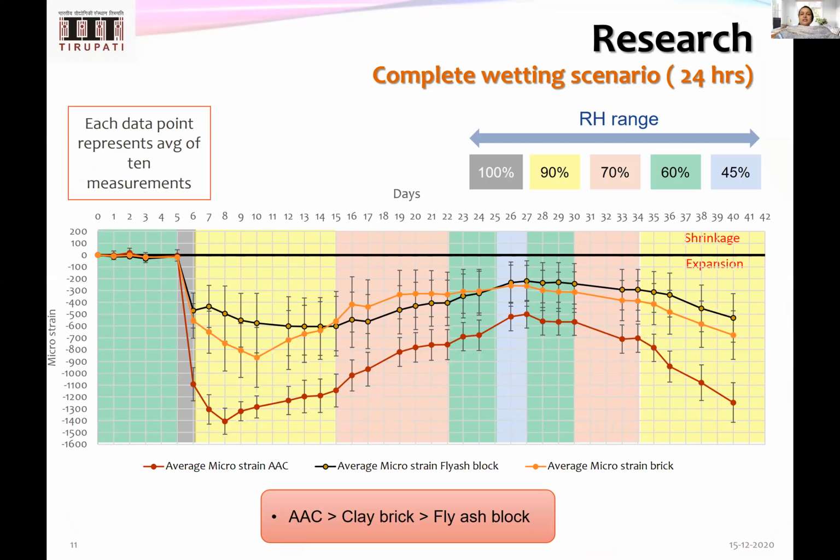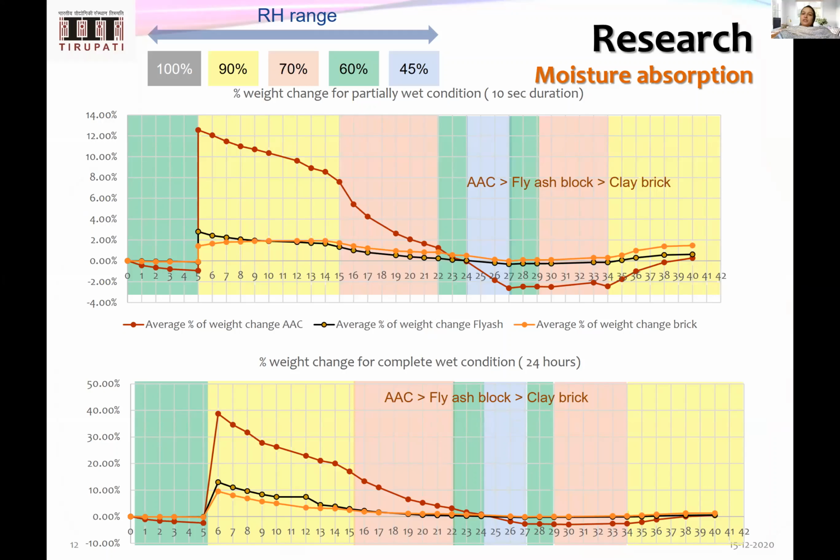In volume change also, if you have a high wet condition there, you are still varying the relative humidity, sir. So in the initial region, when you wet it completely, a lot of water has been absorbed there. Moisture absorption is in the range of 40% because it has been done for a very long time. In the other case, we have only a 10 second duration, and the moisture absorption is in the range of 12%. You have a highly porous material, then it gradually comes down with different relative humidities.